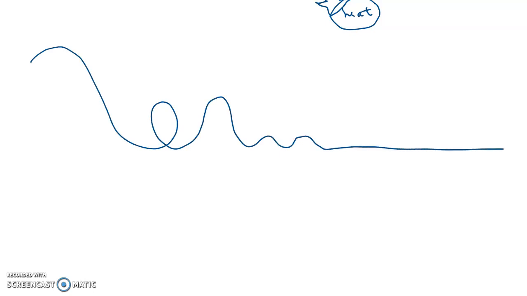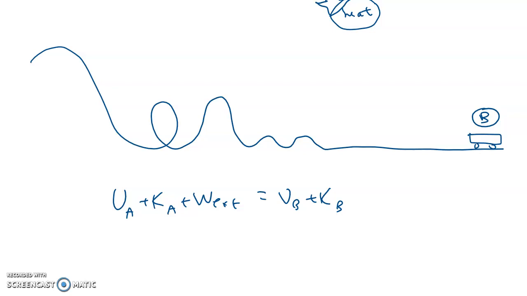So again, if you think about your roller coaster, now we're thinking about the end of the roller coaster journey. Whatever your roller coaster looks like, eventually at the very end, the roller coaster is going to come to a stop. And again, we're going to be using this equation, U at A plus K at A plus W external equals U at B plus K at B. So let's just call this B at the very, very end of the ride. And so you know what potential energy it has there because it stops at ground level. And it's stopped, so you should know its kinetic energy there as well. So those things you should be able to figure out.